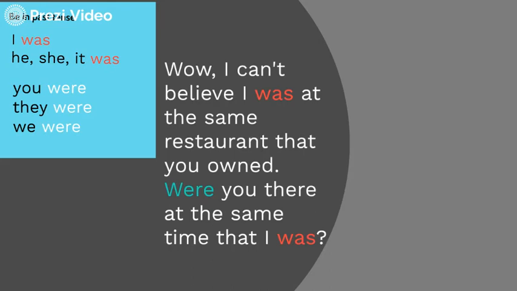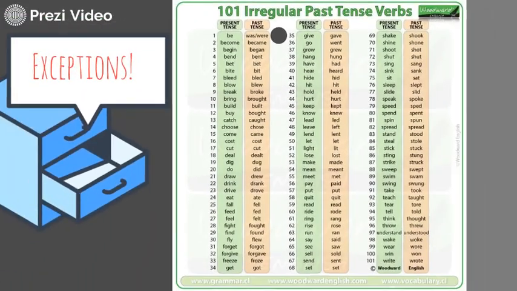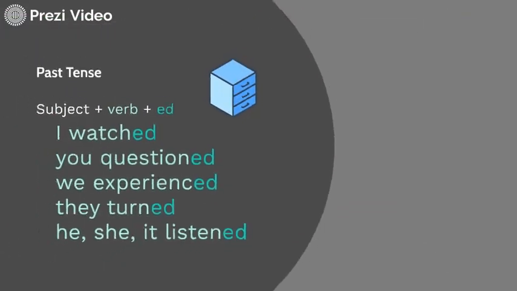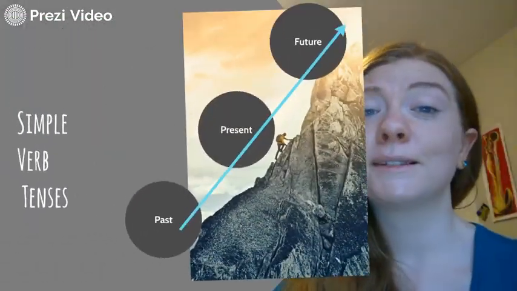Here's an example. Wow, I can't believe I was at the same restaurant that you owned. Were you there at the same time that I was? So you can see that when the subject is I, the verb to be in the past is was. When the subject is you, it's were. Oof.